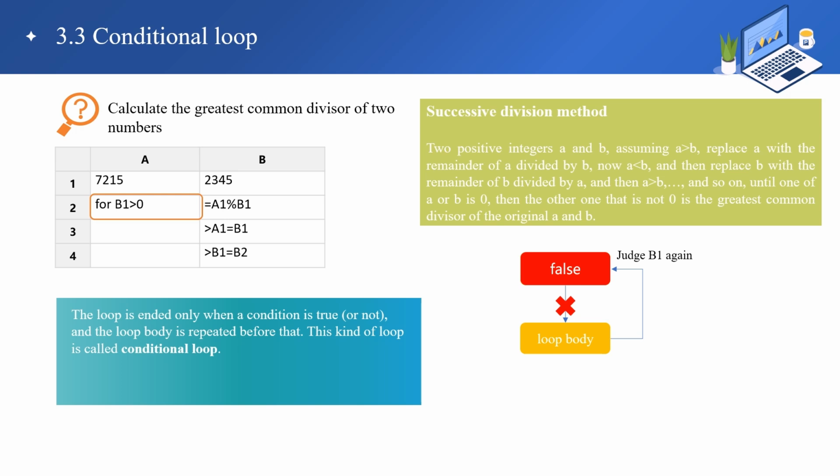Most programming languages have conditional loops, but they usually use while. Words like if, else, for will be used in the program code to represent certain special statements, called reserved words or keywords of the program language.